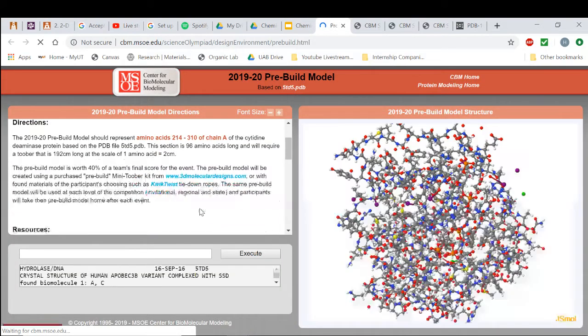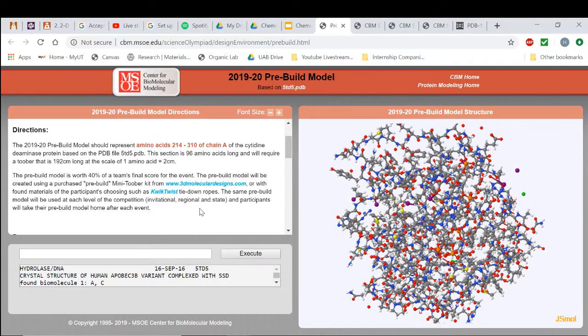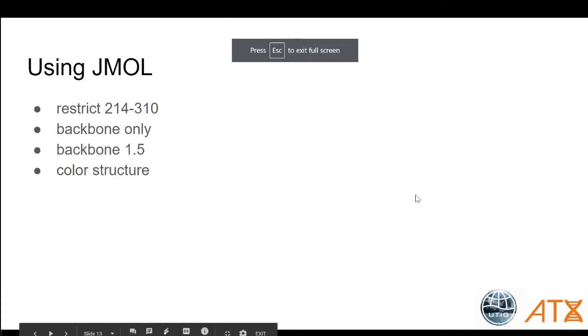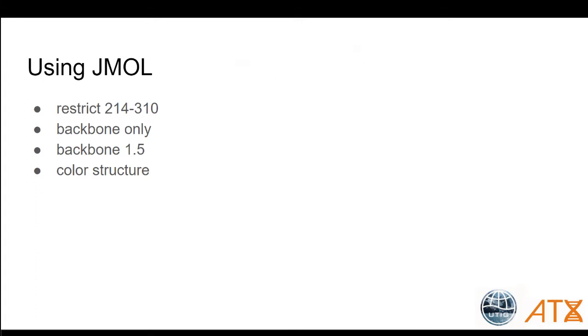pre-build looks like. This is honestly a complete mess. You can't build anything from this. So you need to understand the basic JMOL commands to get this into a form that you can actually use to build. I've outlined them here. You can take a picture of this, but this is from this year's rules. You type these commands into the JMOL editor, and it'll give you the exact model you want.